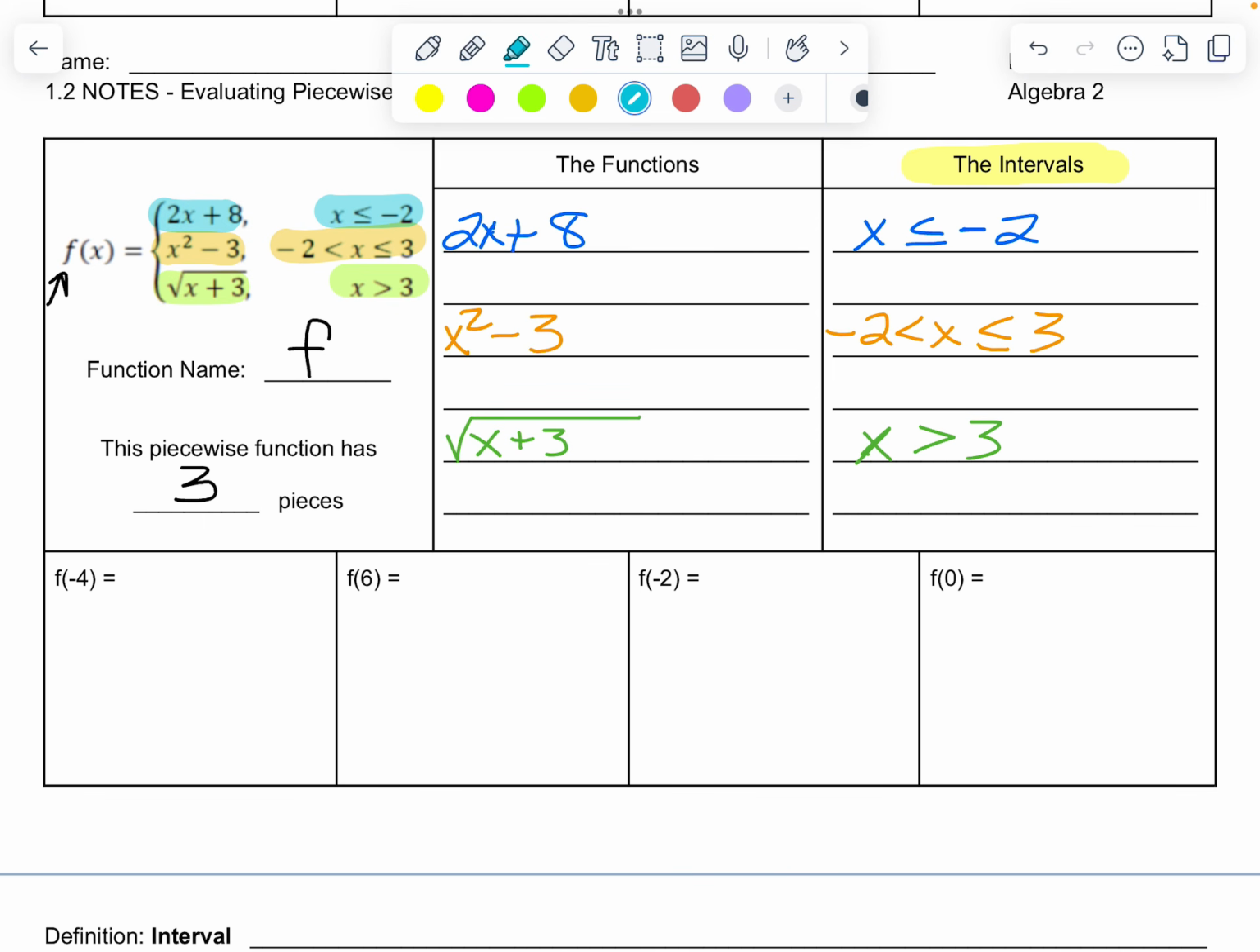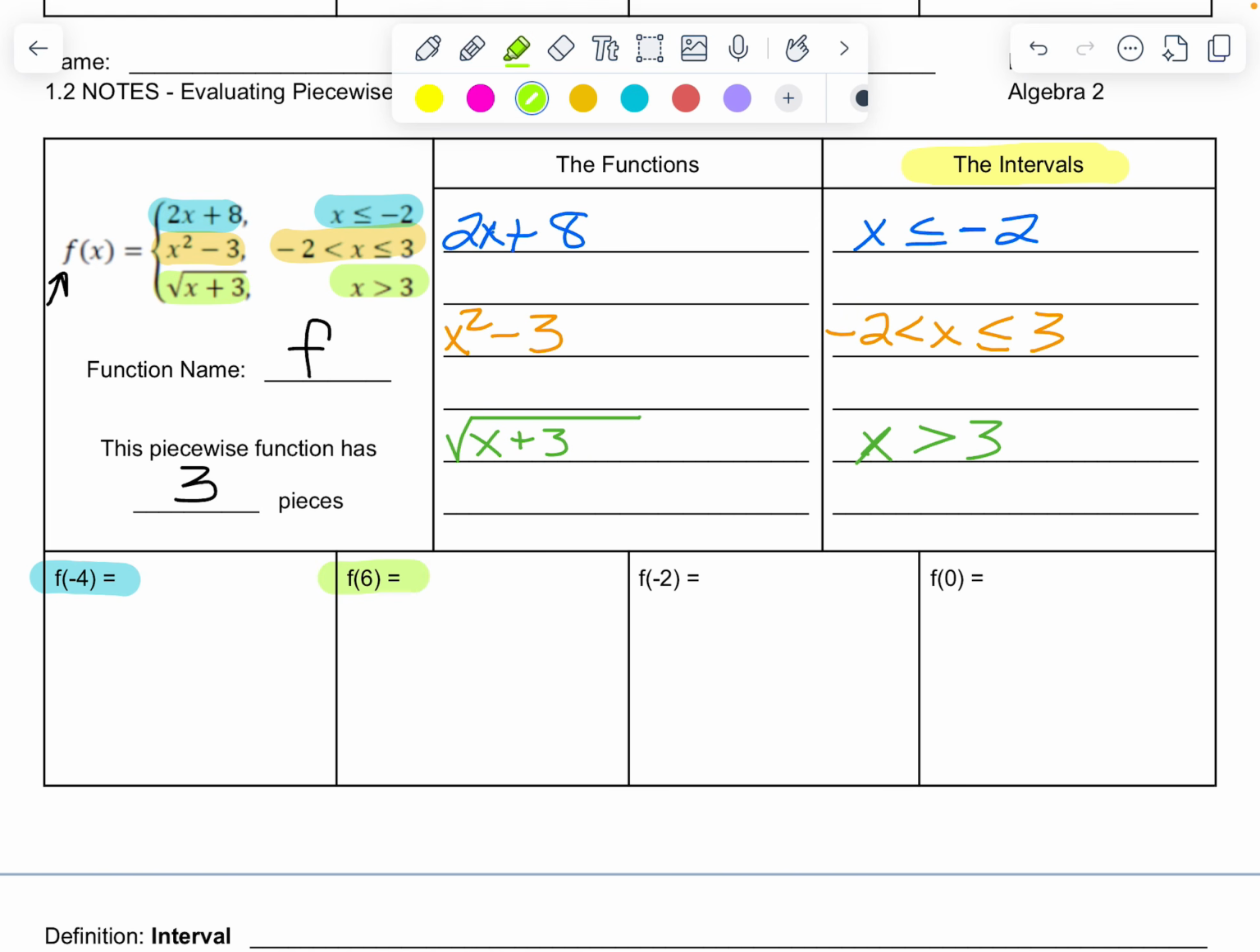Well, -4 is smaller than -2, so that's going to fall in that first piece, the blue one, if you will. Number 6 is the x value for the second one. So again, I'm going to go to the intervals and ask myself, where does the 6 fit here? And I would say that 6 is certainly bigger than the number 3. So that means this second evaluation will fall in the green category. That's the square root function in this situation.